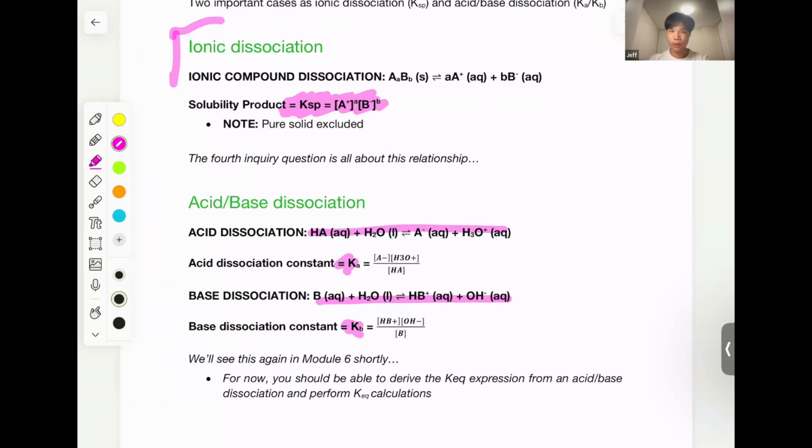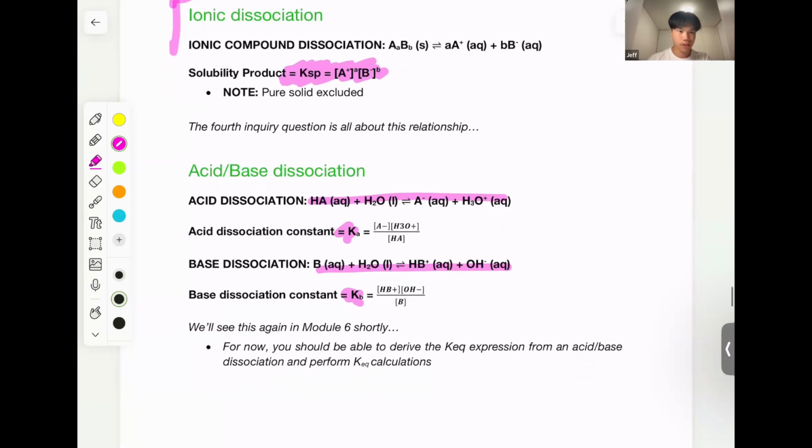Has anyone focused on acid-base dissociation constants much in school? Emily and Echo? Not too much? Okay, good. They're mod 6 anyway, so we'll see more of them next module.